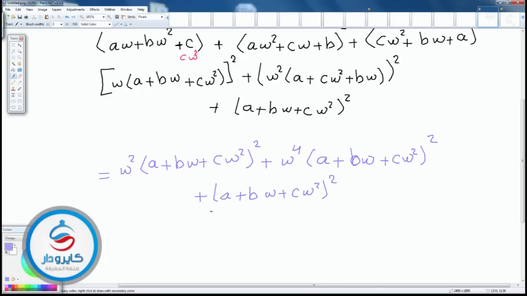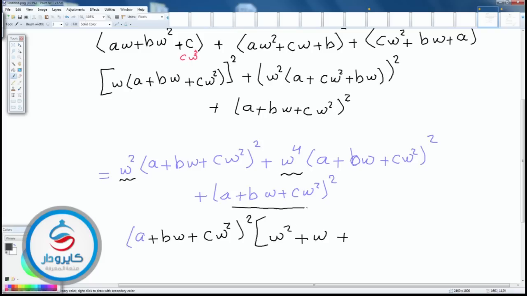Take the bracket A plus B omega plus C omega square power of 2 as a common factor, which is left omega square. Omega power 4 means omega, and if we take this as a common factor, left is 1. So omega square plus omega plus 1 is 0 times the bracket again. The final answer equals 0, and this is the requirement, or this is the proof.